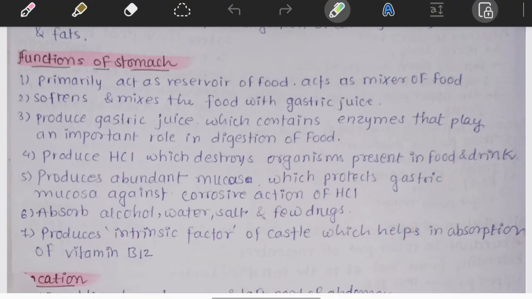The stomach produces acid strong enough to damage tissues, but the stomach itself normally survives. Why? Because of its protective layer, the mucosal barrier. The stomach also has some absorptive capacity; a small amount of water, alcohol, and certain drugs can be absorbed. And finally, the stomach produces intrinsic factor, which is essential for absorption of vitamin B12 in the ileum.